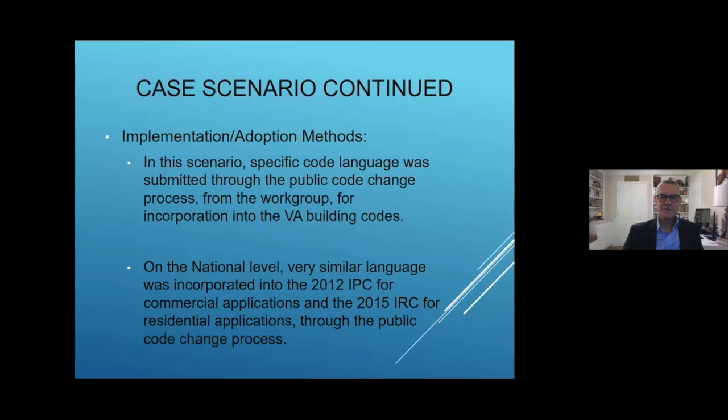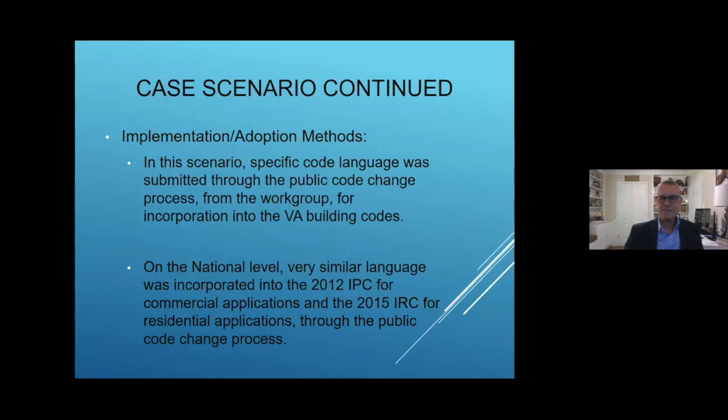What do you have to do? You've got to cross the goal line, and the goal line in this case was, hey, submit some code language through the open public process of what your work group came up with and what it says. And what you see now being used in Virginia and on the national level is pretty much what we had incorporated back in the early to mid 2000s, thanks to that group of individuals on that committee and that diversity that we shared.